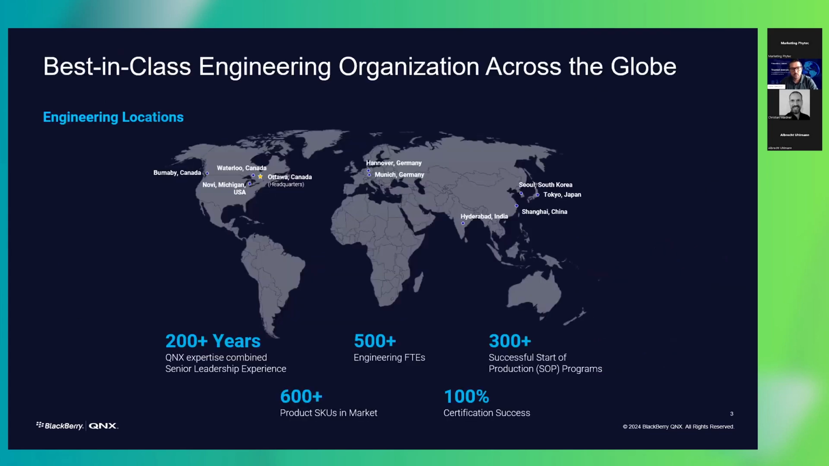QNX is truly a global organization with sales teams across the world, but also engineering resources, as you can see on the slides here. Our engineering team, whether it is product development or services, is strategically located in time zones where we can support our customers efficiently and on site when required.